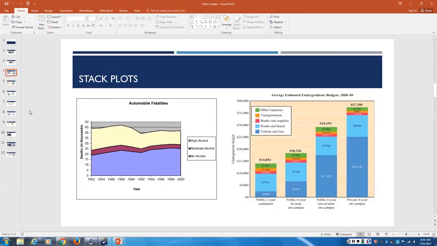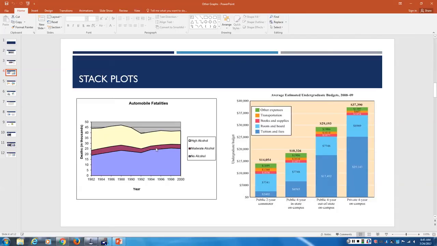Now, this is called a stat plot. And on the left, we have the exact same information that we had on the last graph. What you see here is the yellow area represents the number of deaths in thousands where high alcohol was involved. And the ones where there was no alcohol involved, you'll notice that covers up a significantly bigger area, which is, like we said on the last graph, the no alcohol related number of deaths were actually higher than the high alcohol for the most part.